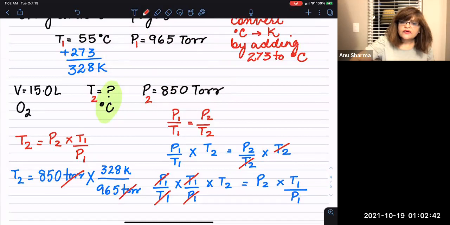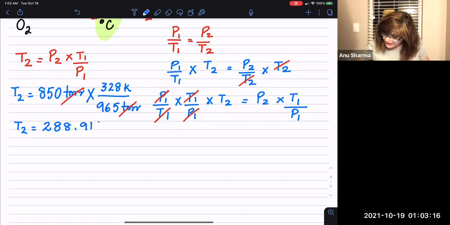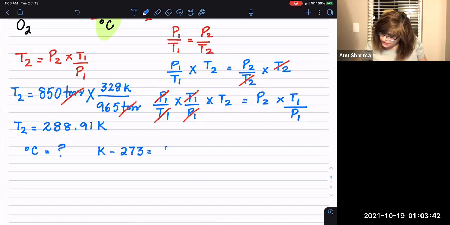So let's do the math. We get the value for T2 as 288.911 Kelvin. But the question is in degrees Celsius. How much is it in degrees Celsius? Here you're going to take the Kelvin value of T2 minus 273, and you should get the degrees Celsius.